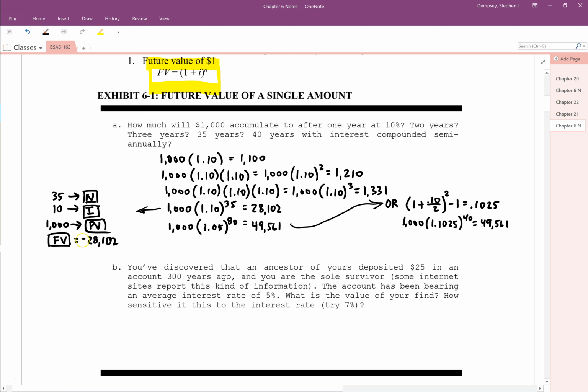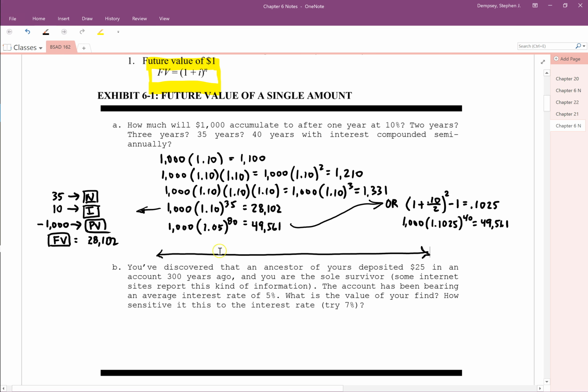If, instead, I had put 1,000 in from the other side of the transaction, that is, say it's you that's depositing 1,000, that's a negative cash flow to you, and then you're going to pull out a positive 28,102. So had you put in negative 1,000 for PV, and you could try this, you just hit the change sign key, the CHS key, to change the sign of a number. So if I put in negative 1,000, I'm going to get a positive number back because I'm withdrawing, I'm pulling out 28,102.